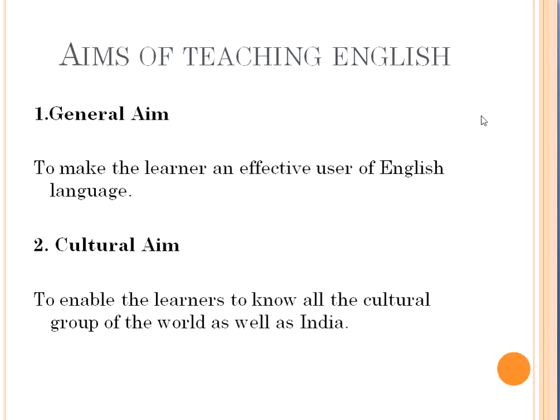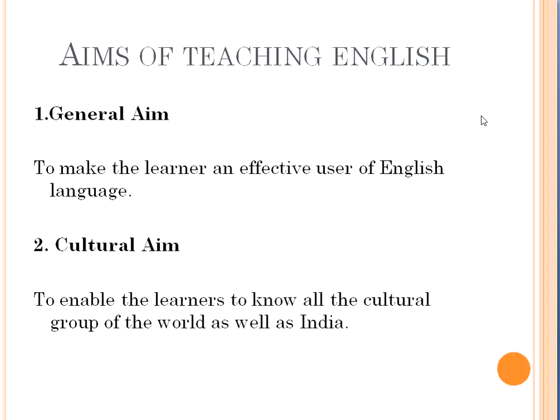Now we'll have to discuss the aims of teaching English. So there are different aims of teaching English, so let's discuss one by one. The first aim of teaching English is its general aim. So what is the general aim? The aim is to make the learner an effective user of English language. This is a general aim that is related to teaching English.